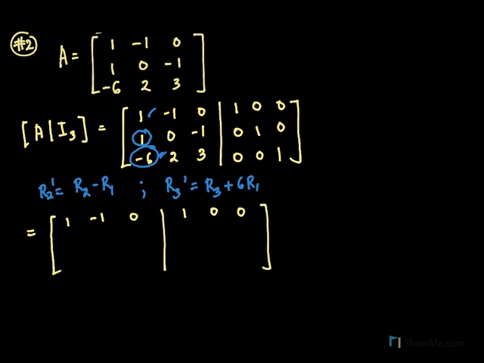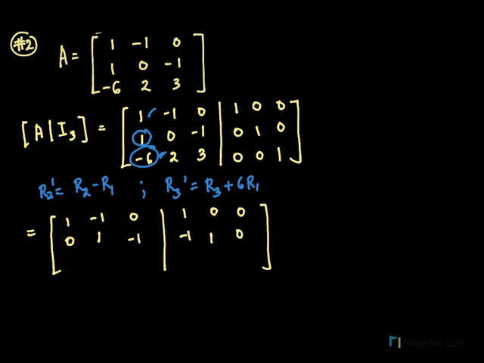Now for the second row, ma-minus lang natin yung nasa row 2 and then corresponding element sa row 1. 1 minus 1, that's 0. 0 minus negative 1, that's positive 1. Negative 1 minus 0, that's negative 1. 0 minus 1, negative 1. 1 minus 0, that's 1. 0 minus 0, that's 0.